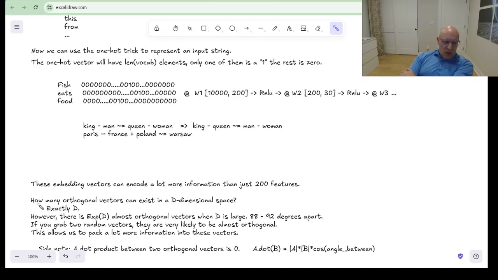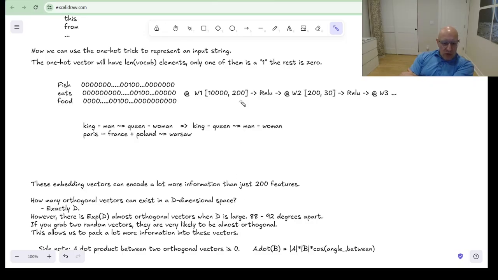How many orthogonal vectors exist in a d-dimensional space? Exactly d orthogonal vectors. Those orthogonal vectors mean vectors that are at 90 degrees with each other. So obviously, if you have a three-dimensional space, for example, you can have only three vectors that are at 90 degrees.